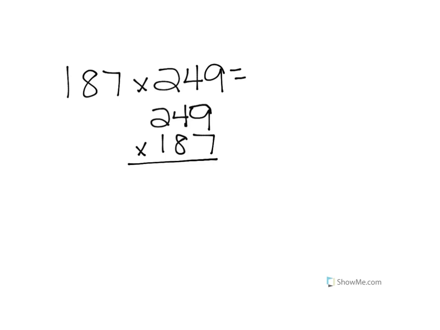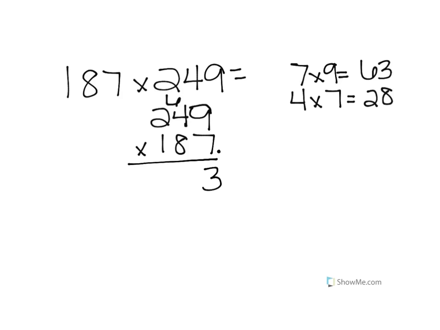I'm going to start down here in the lower right-hand corner. 7 times 9 equals 63. 4 times 7 equals 28, but I have to add that 6 to it, so I get 34. I'm going to carry the 3 up here.